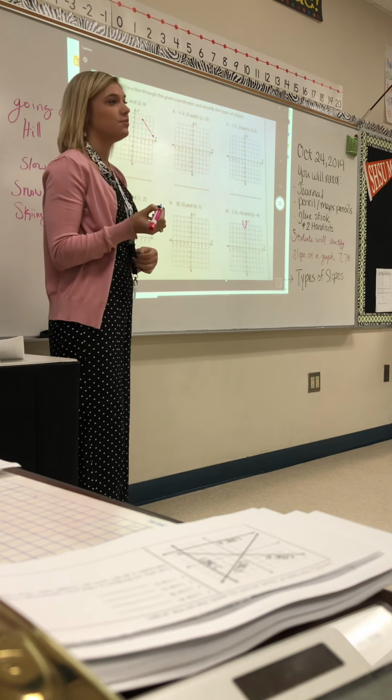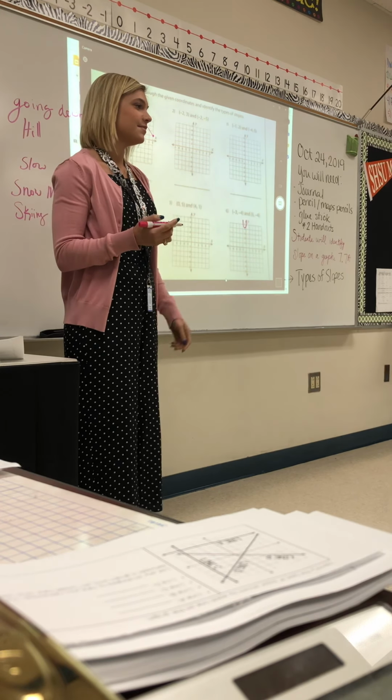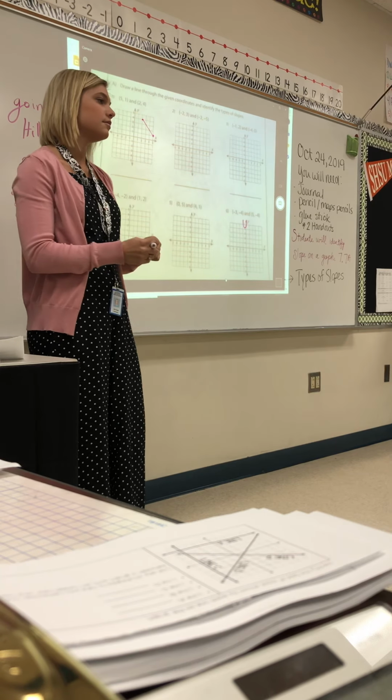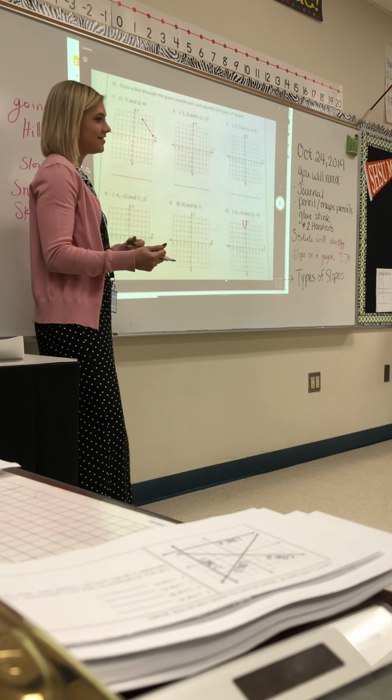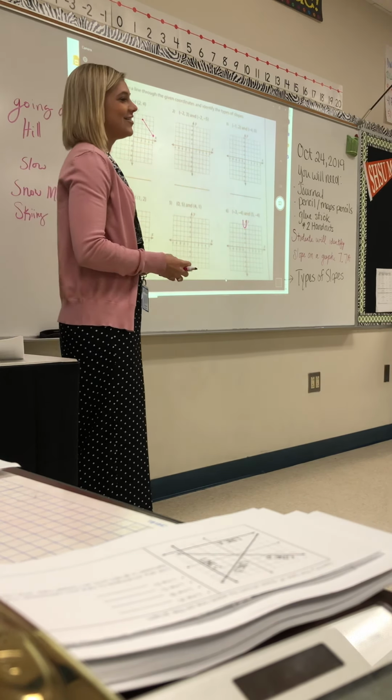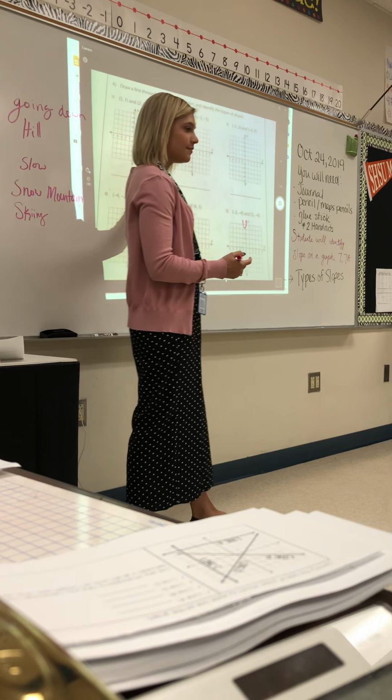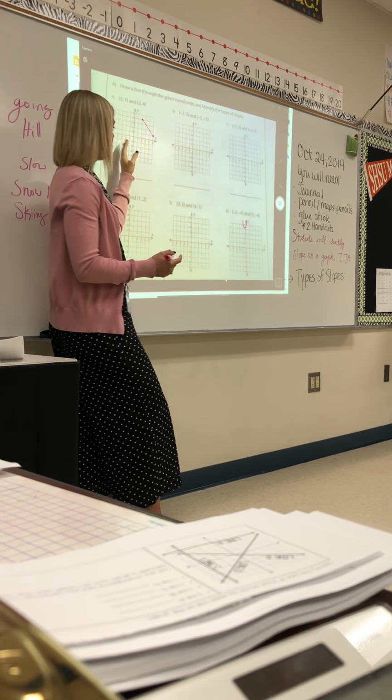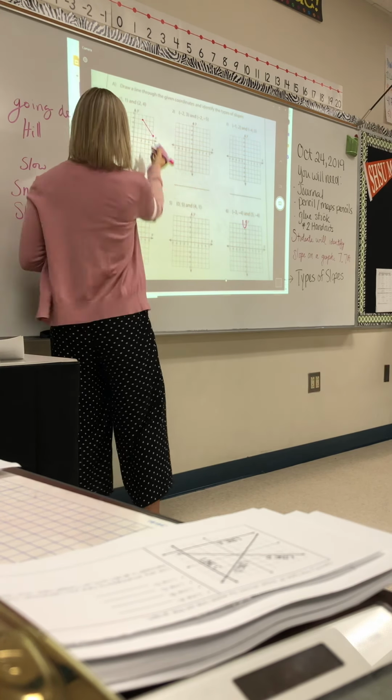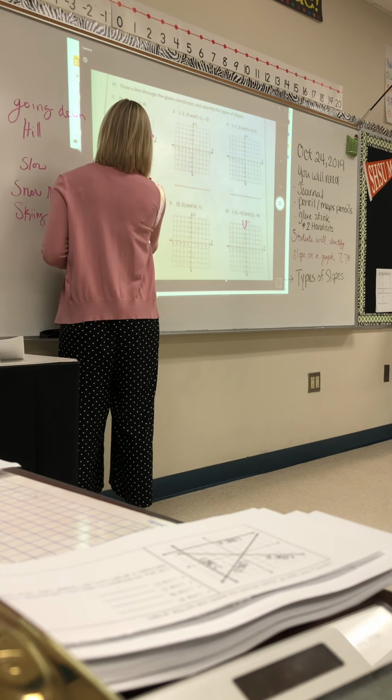Can anyone tell me what slope that is? Positive? Negative? What do you think? If we're reading from left to right. Oh, zero. So we're going to start at this point. That's the left point. And we're going to go to the right point. We're going to go down. So when we go down the hill, which is that? Negative. Good job. So number 1 is negative.